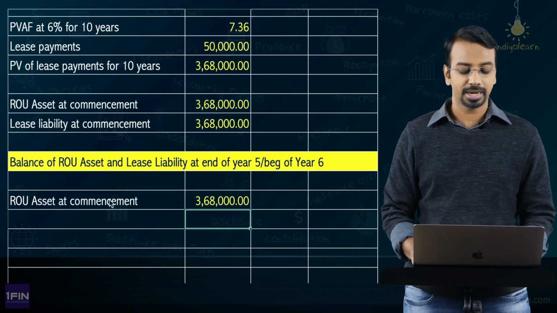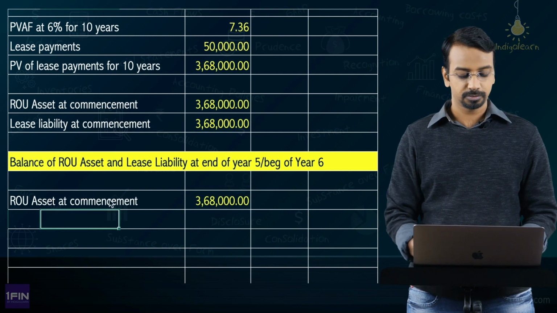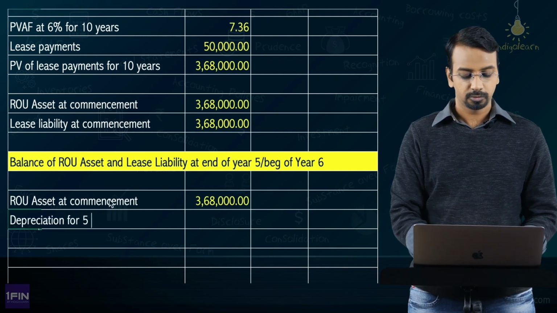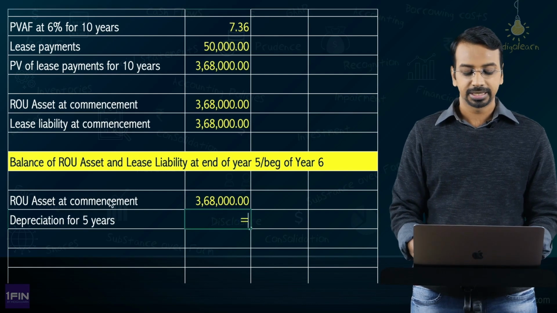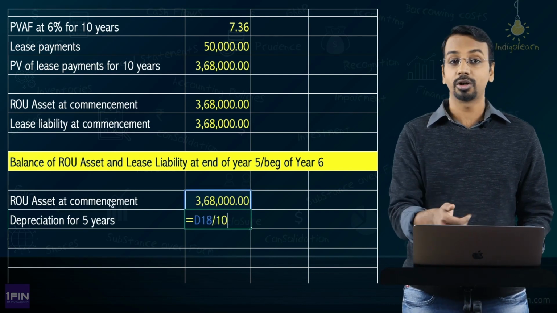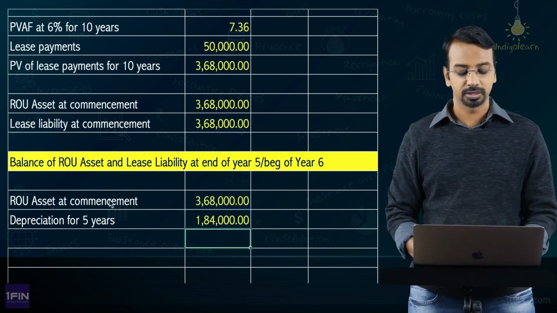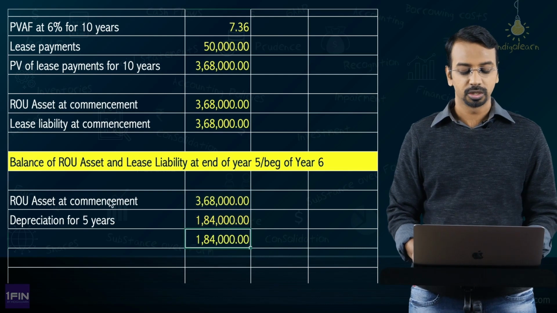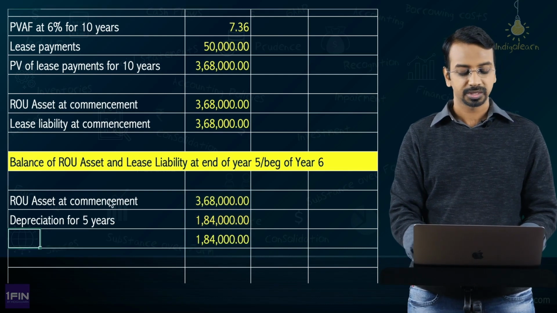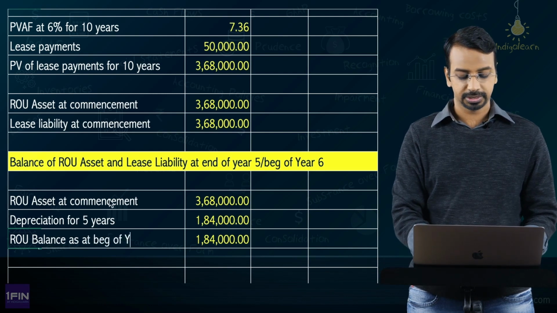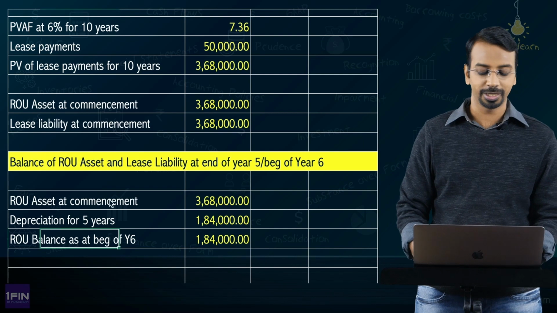Okay. So, right of use asset at commencement is 368,000. Depreciation for 5 years will be how much? 368 divided by 10. Because the useful life is 10 years, you divide it by 10 and multiply it by 5, you get 184. So, the closing balance is 368 minus 184, 1,84,000. So, ROU balance as on beginning of year 6 is 184,000. Okay, this is one part.